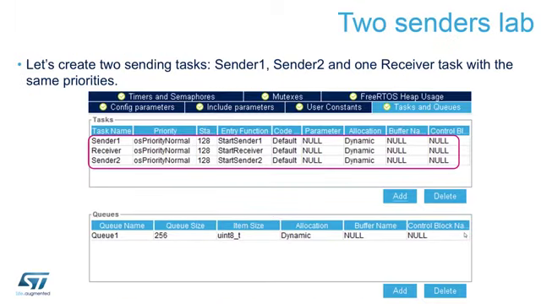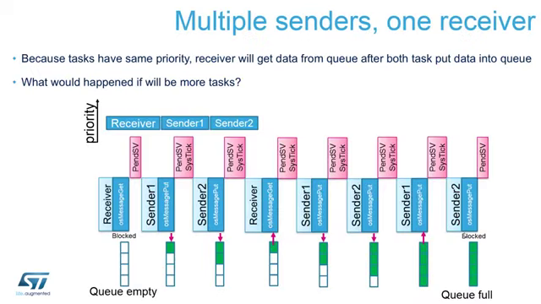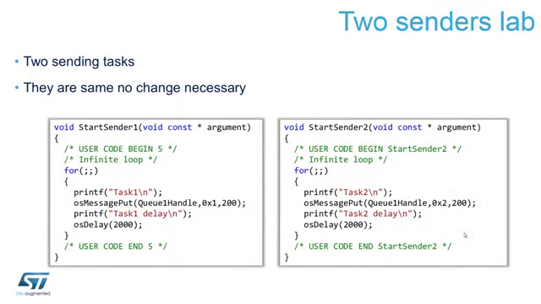So right now we can continue with the lab with 2 senders. So please come back to the Cube and create a second sender task. It should have the same priority like the other 2. And speaking about the sender 2, you can effectively create a very similar thing.